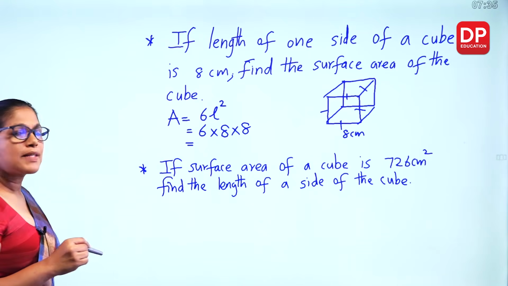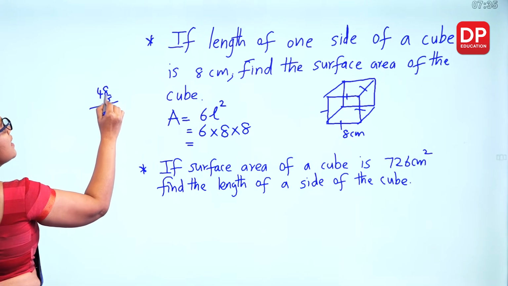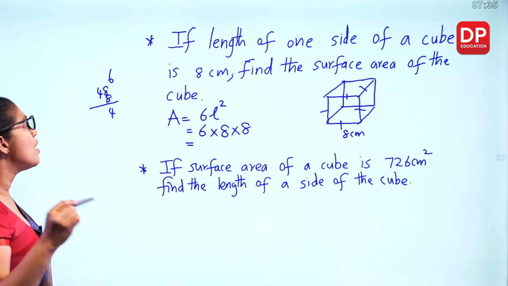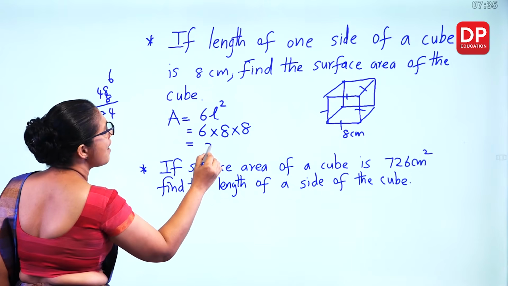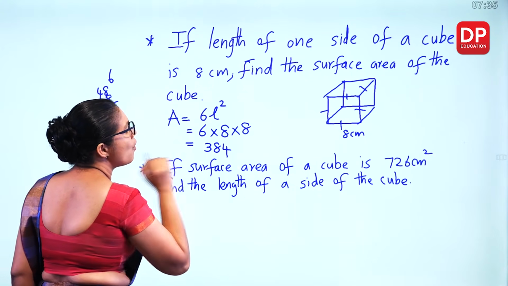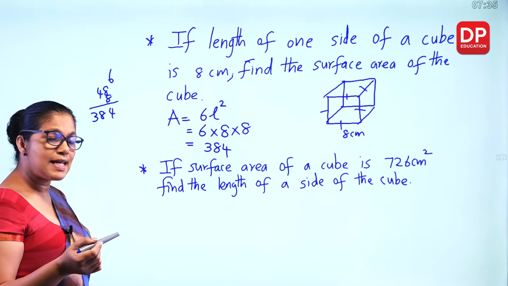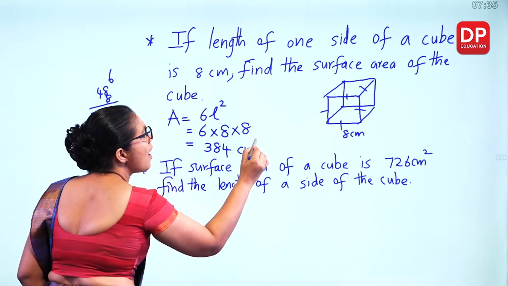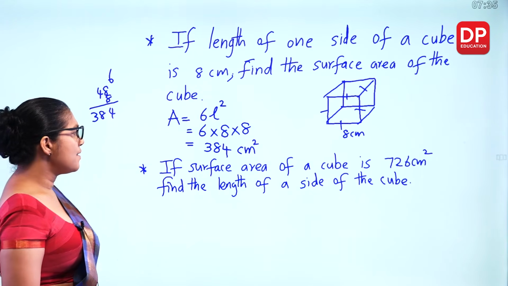What's that? 6 times 8, 48. 48 times 8. 8 times 8, 64. 6 remaining. 8 times 4, 32. 32 plus 6, 38. So 384. What's the unit? This is given in centimeters and this is about area, so we use square centimeters.